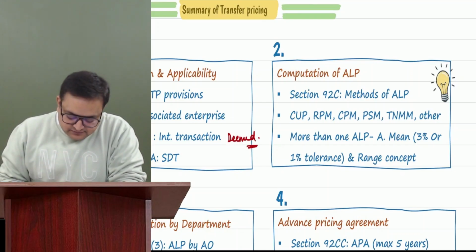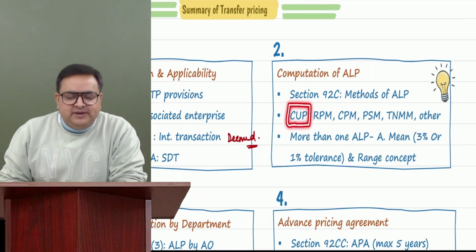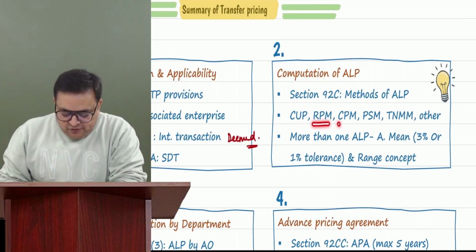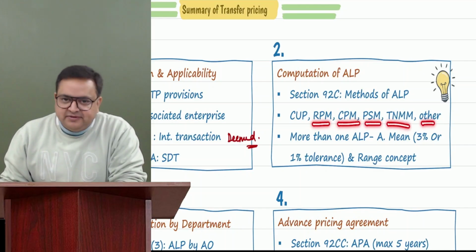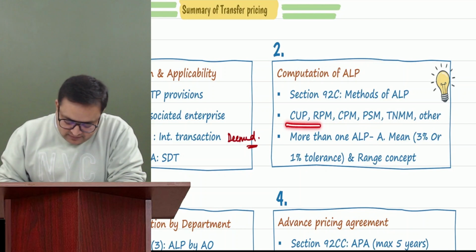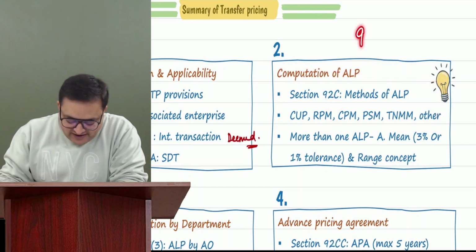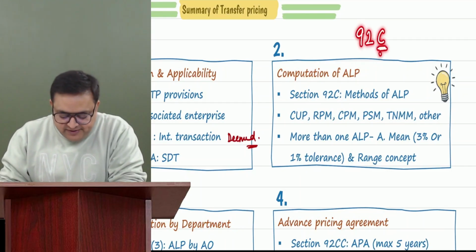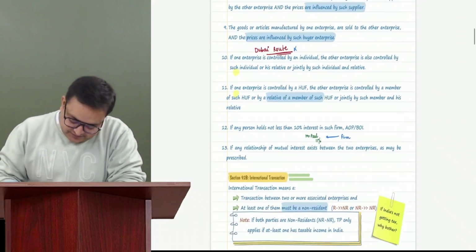One is called the CUP method, which we call the comparable uncontrolled price method. What is this? I'll tell you. Resale price method, RPM, cost plus method, profit split method, transactional net margin method, and any other method as prescribed. Right. So first I'm talking about these methods which are given in 92C. So just remember 92C. C stands for computation of ALP or determination of ALP. How we will determine the ALP. Look into your notes, section 92C.